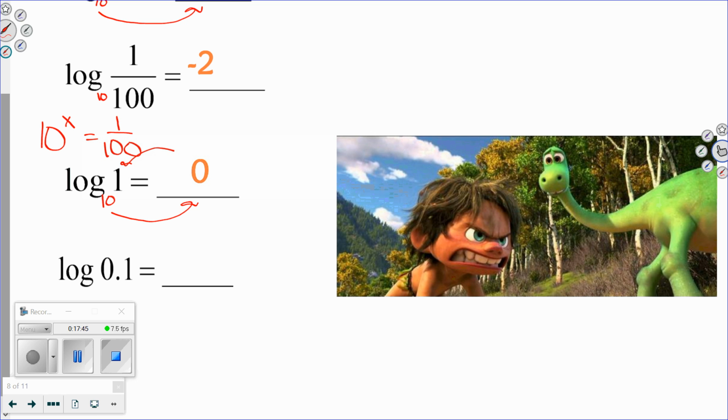Log of 0.1? Negative 1, because again, that's a 10. 10 to what power equals 0.1? Well, that's 1/10. To move the 10 to the bottom, you know it's negative, and 10 to the first is still 10. But we have to start switching our brain to exponent thoughts, not just multiplying and dividing.